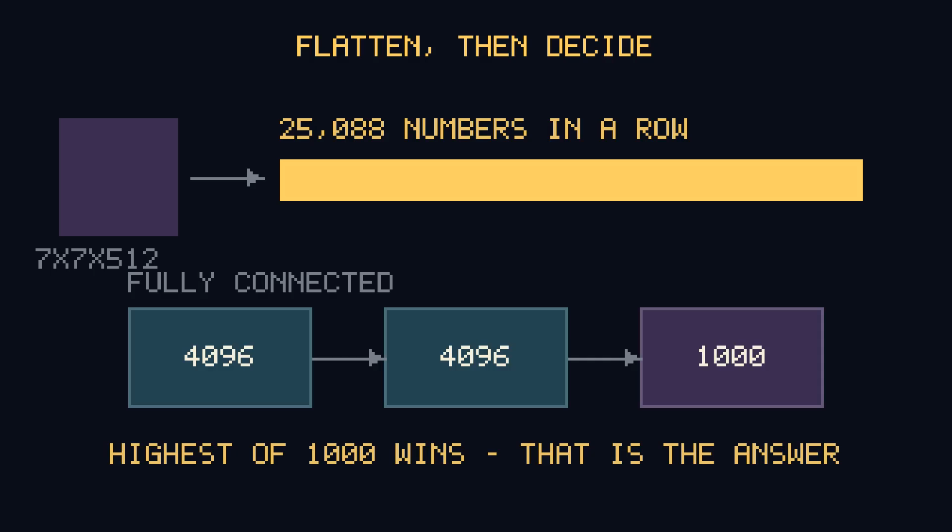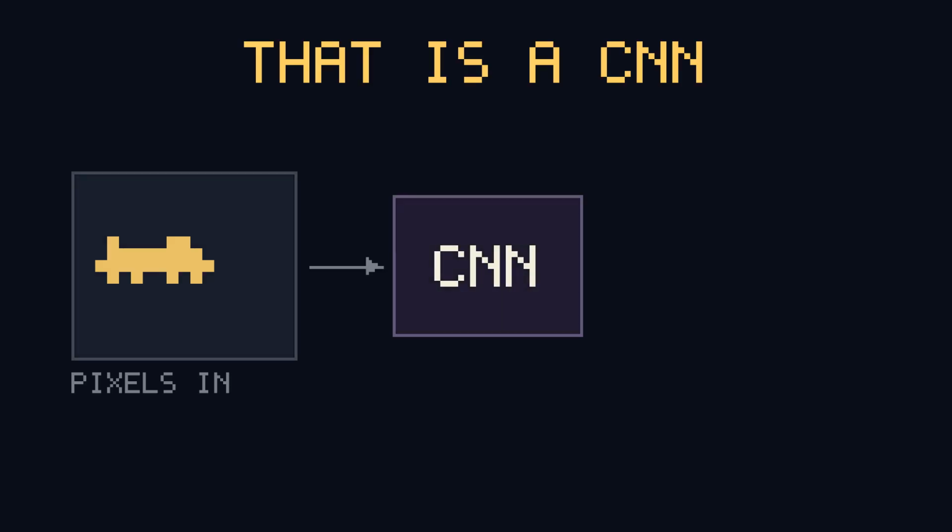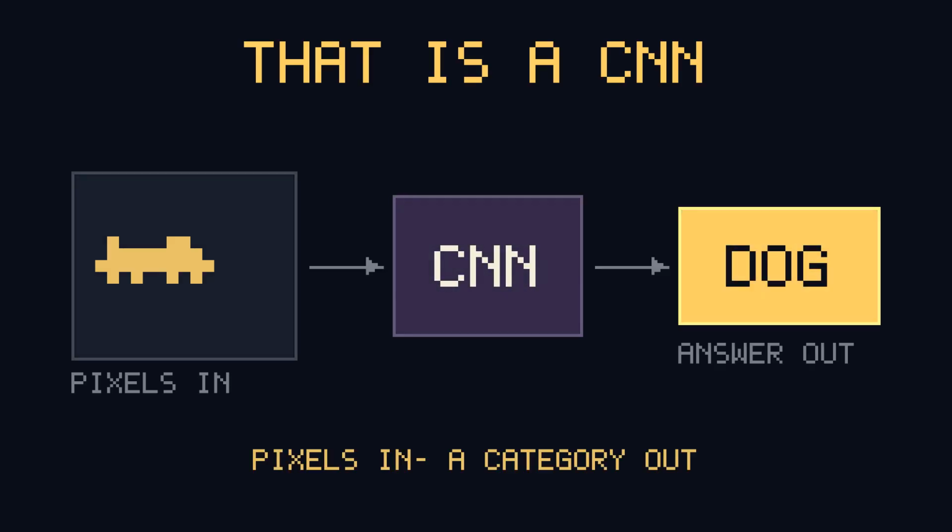At the end, you've got a 7x7 by 512. Flatten that out, and it's 25,088 numbers in a row. One fully connected layer takes it down to 4,096. Another one keeps it at 4,096. And the final one takes it to 1,000. One output for every ImageNet category, whichever is the highest is the answer. That's it. Now you have a convolutional neural network that you took a picture through to get a classification at the end.